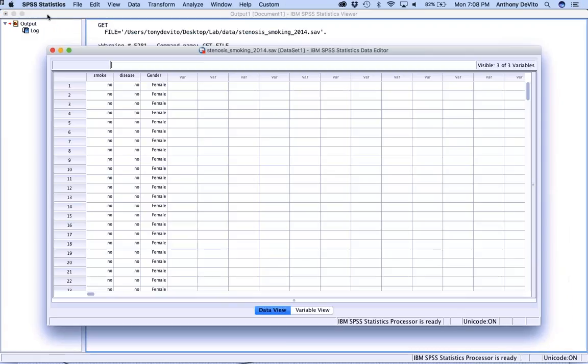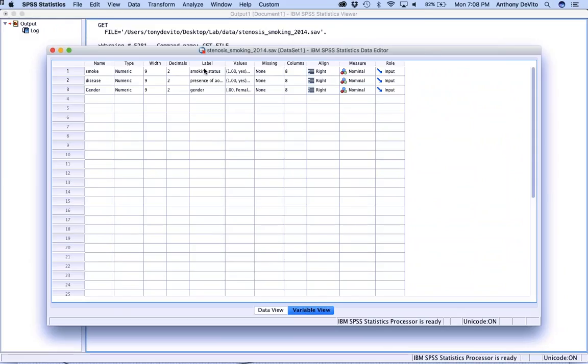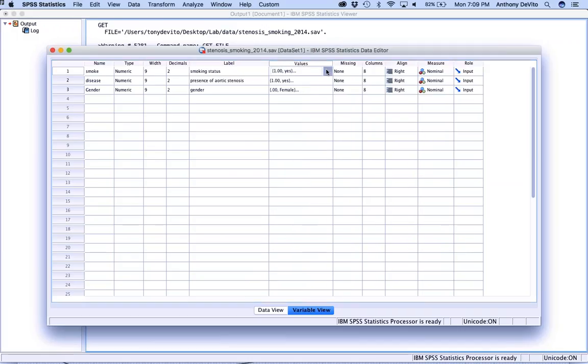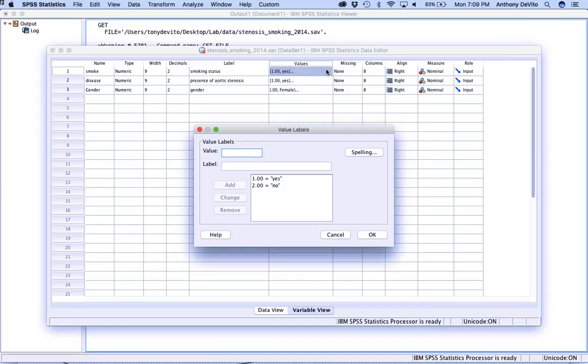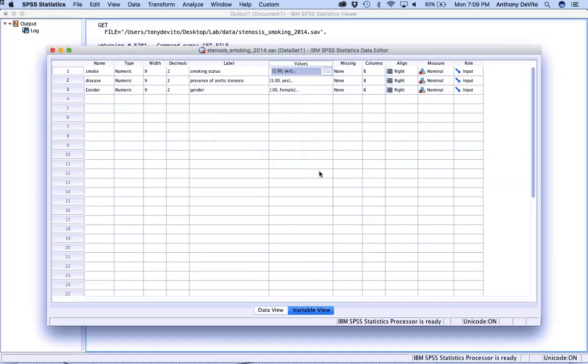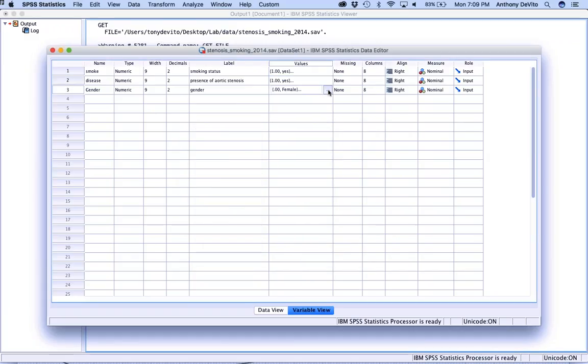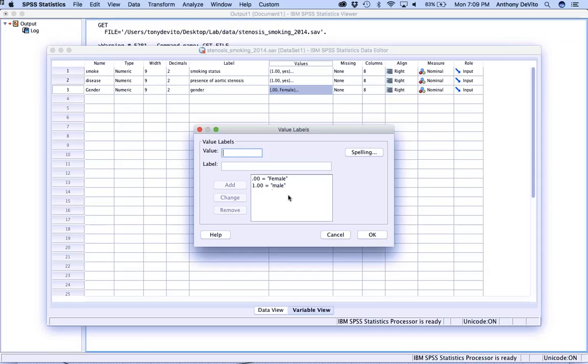But if you have a very large data set, okay, now in this data, we go into our variables and take a look at what our variables are. We have 3 categorical variables. One of them is smoking status, whether a person is a smoker or not a smoker. And if we go in here, 1 represents a smoker, 2 represents non-smoker. Variable 2 is presence of aortic stenosis. That's narrowing of the coronary arteries, right? 1 would be yes, they have that condition, 2 would be no. And the third variable we have here is gender, and that's also labeled. That's labeled 0 and 1 for female and male.